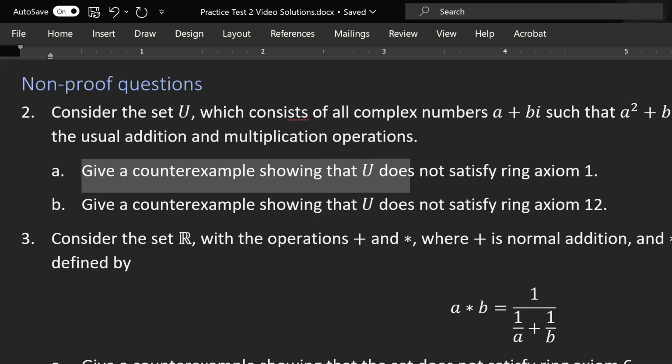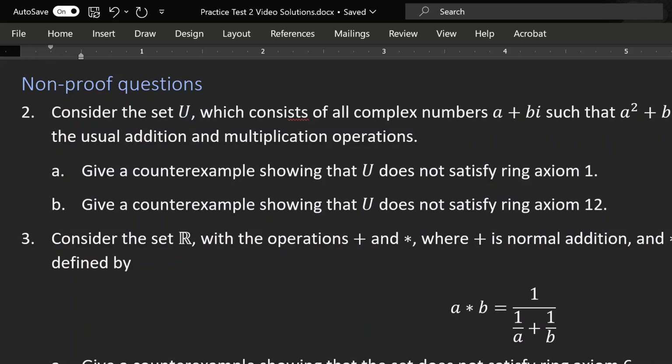We're doing the usual addition and multiplication operations. Give a counterexample showing that U does not satisfy ring axiom 1. Ring axiom 1 is closed under addition. So all we have to do is find two complex numbers that are in the set U, where when you add them, the result is not in the set U.